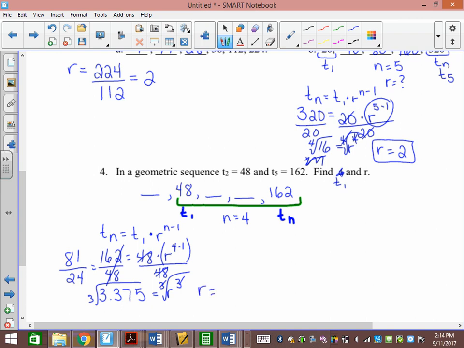So R equals 1.5. So it's actually 1.5 to get from one to the next, right? You multiply by it. So I'm going to go 48 times 1.5. I'm just going to find the rest just to prove that I'm right. 72 times 1.5 is 108, and hopefully 108 times 1.5 is 162. How do I work my way back to the actual first term? You just divide. So 48 divided by 1.5, which is 32.